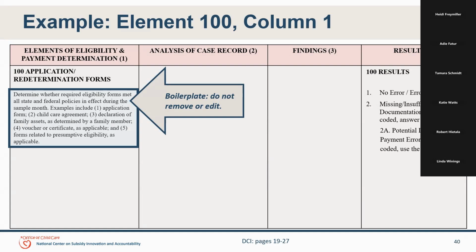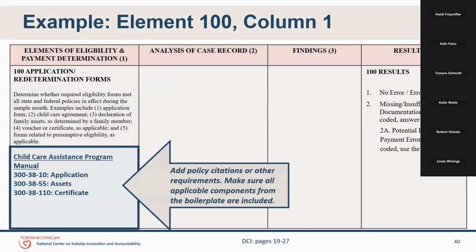This is element 100, which is where the reviewer determines whether all required eligibility forms are present and completed appropriately. Under the boilerplate is where you would add your policy citations or other requirements. And here you'll want to make sure that all of the applicable components from the boilerplate above are addressed in the customization. You can see that in this example, the state added policy citations for application, assets, and certificate.